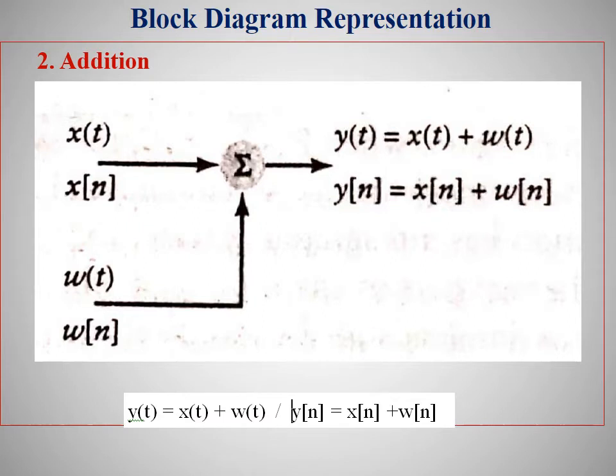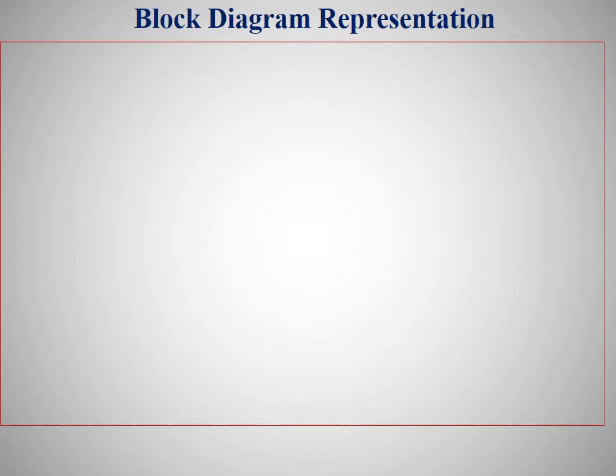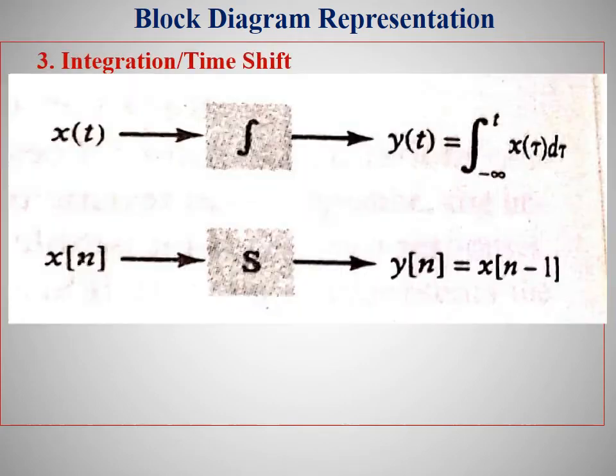We have it as x of t plus w of t, or for y of n it would be x of n plus w of n. So the second element has been introduced. It is the adder. The first element is just a scalar element. And let us go on for the third element, which is going to be an integration or a time shift.